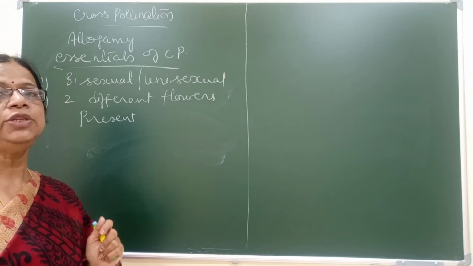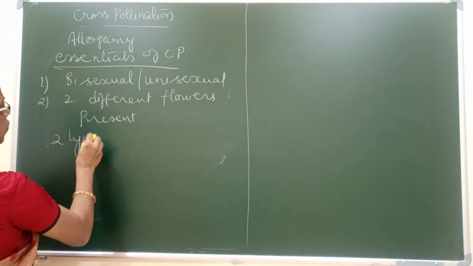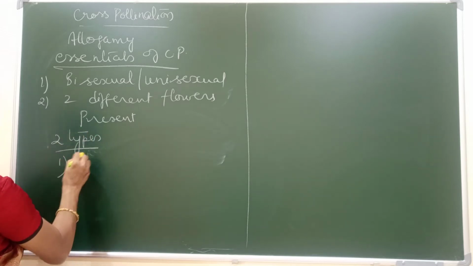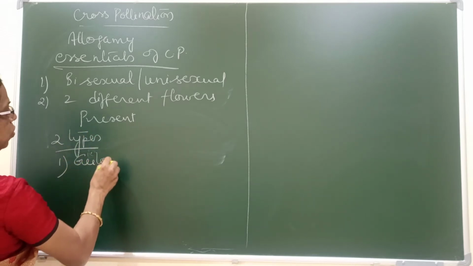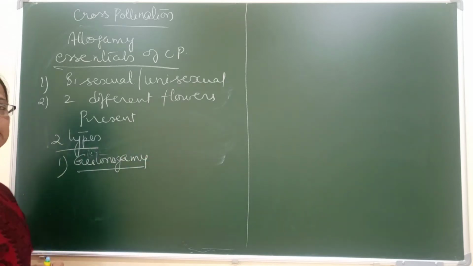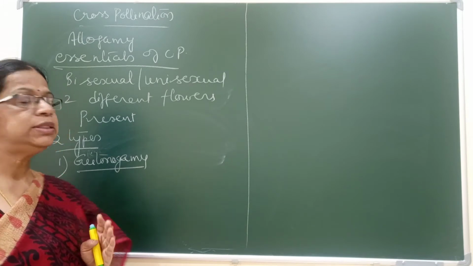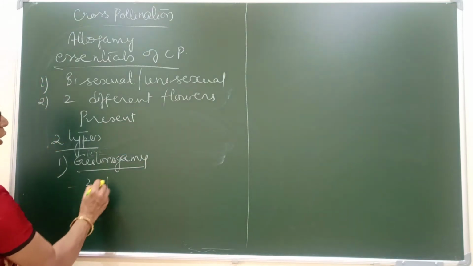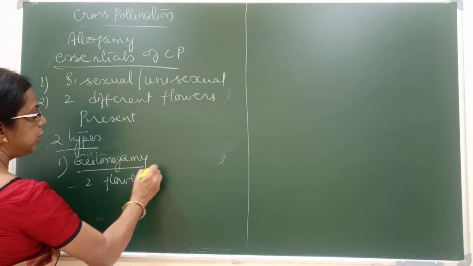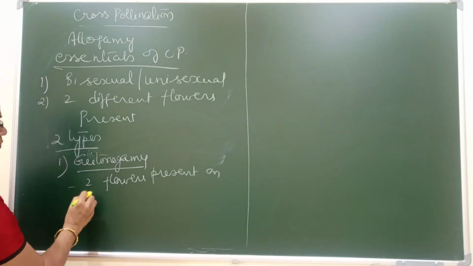Now this cross pollination can be of two different types. The first one is called geitonogamy. Geitonogamy is the cross pollination involving two different flowers present on the same plant.